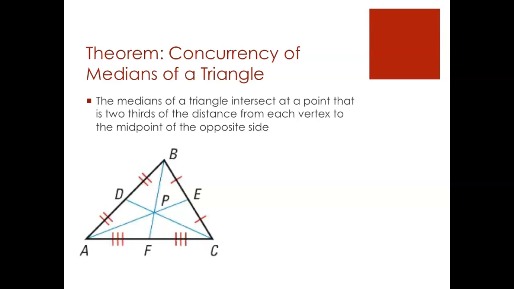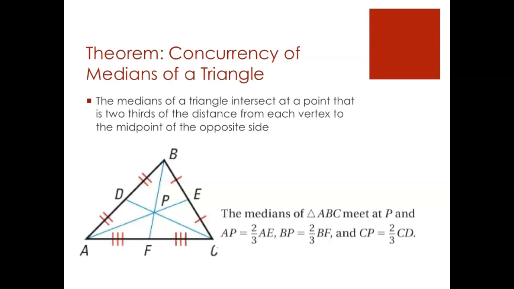Here's a triangle ABC, and we see that the medians are drawn here, and they intersect at point P. What this theorem says is, for example, if you look at AE, that entire segment there, this says that point P is 2/3 of the way from the vertex to the midpoint of the opposite side. So AP is equal to 2/3 of AE. And then PE must then be 1/3 of AE. And that's true for all 3 of those.